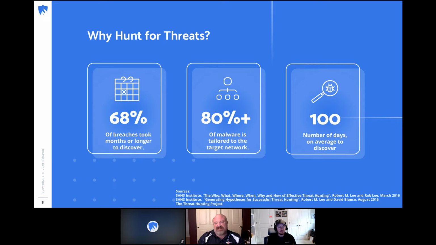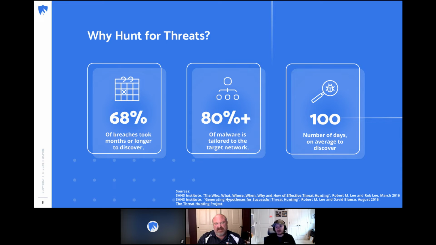And then we touched on this about the 100 days, but I want to go back to your point around assumptions. That 68%, that's pretty high, right? When you think about why you should hunt for threats, going back to your point, don't just assume that the AV, as an example, will stop it or alert you. I mean, that's a point there.